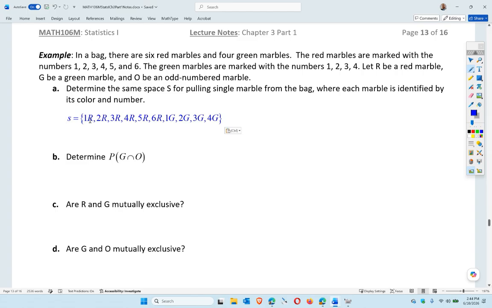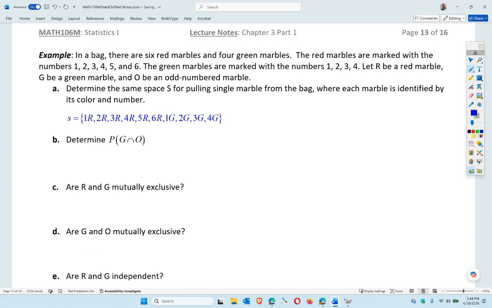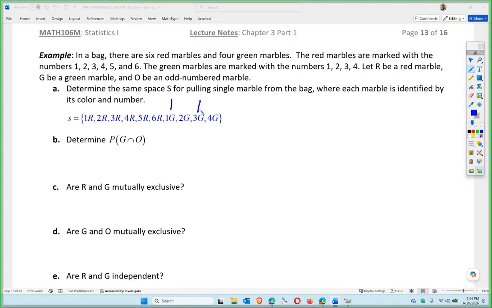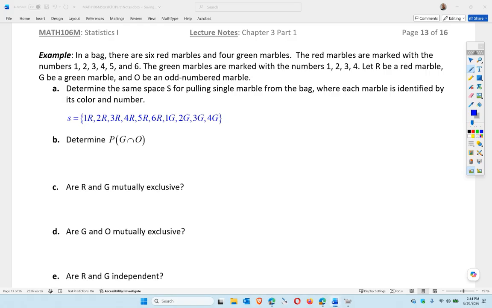Okay, well that's just like a paired type of deal, right? You can do 1R, R1, so red 1 or 1R for one red. It doesn't matter which way you do it essentially, it's up to you. Okay, so green and odd, well, that would be the 1 and the 3 green, right? There's only 2 of them and there's 10 total, correct? So that'd be 2 out of 10 is the probability essentially.